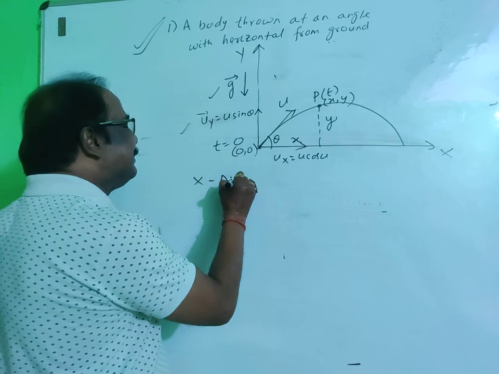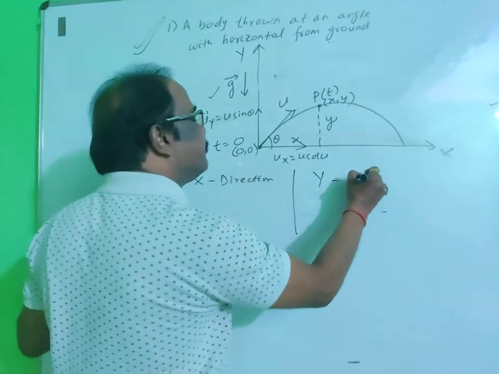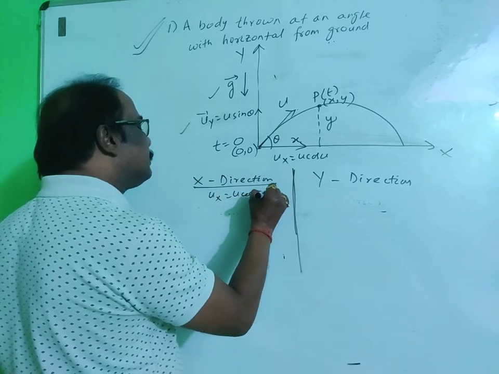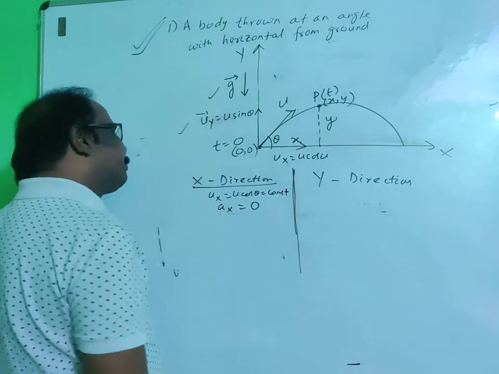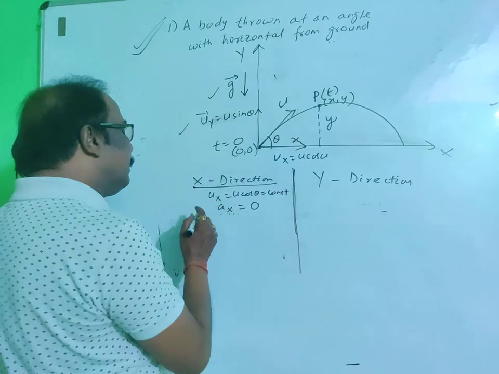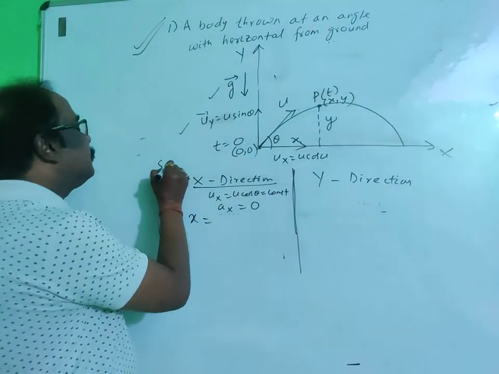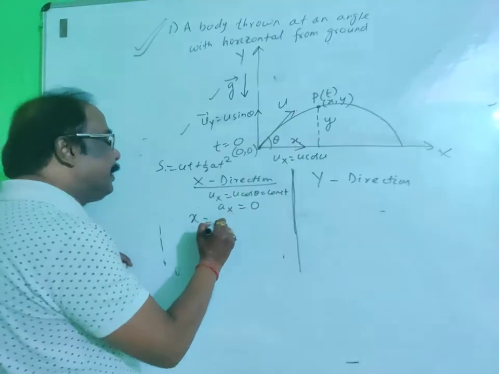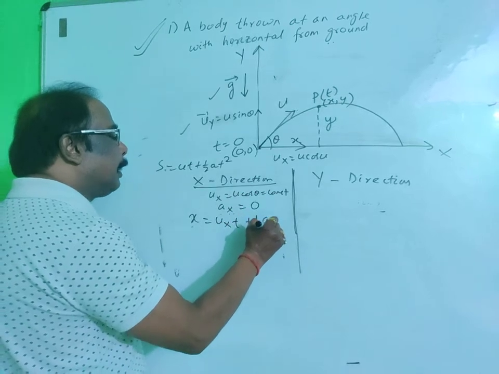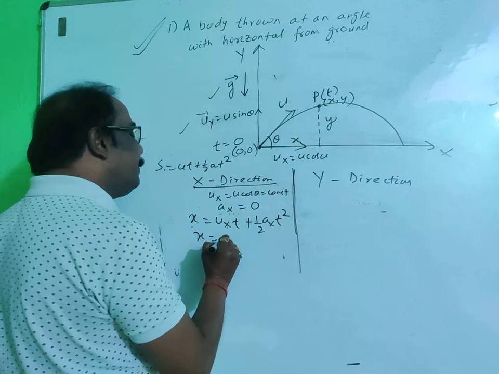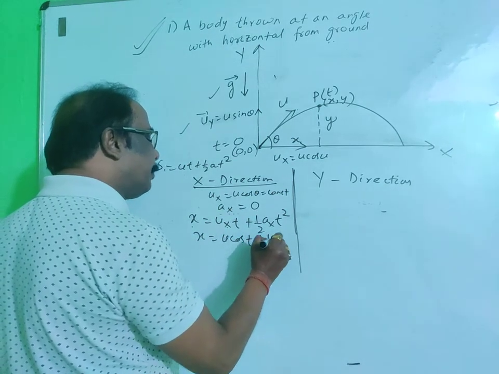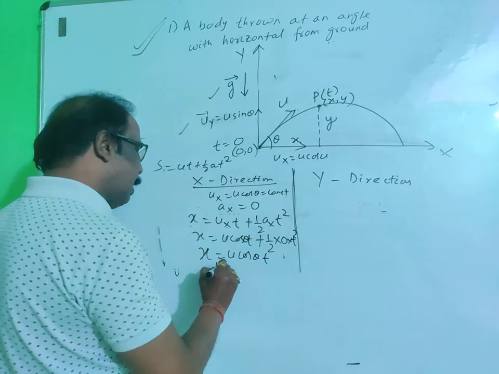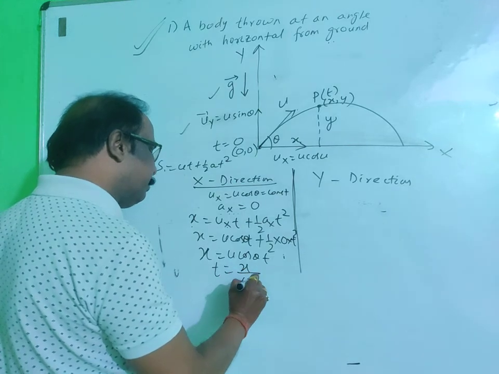Again, let's take the x direction and the y direction. Along the x direction, ux is equal to u cos theta, that is constant. And acceleration along the x direction is 0. Then what is the displacement along the x direction? Just apply the equation, s is equal to ut plus half a t squared. So the displacement is x in place of s, u means ux into t plus half acceleration along x axis ax into t squared. So ux is u cos theta into t plus half into 0 into t squared. So x is equal to u cos theta into t, and the time taken by the body to reach point p, t, is equal to x by u cos theta.